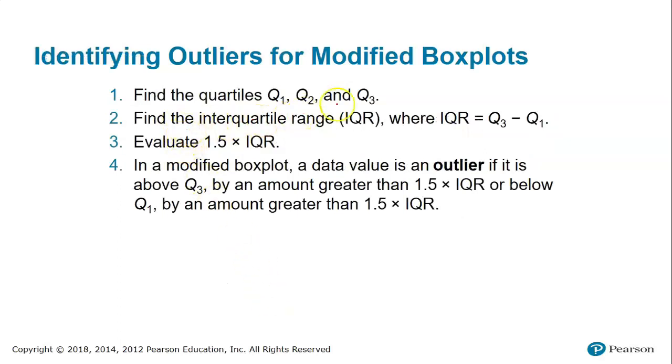Okay, so in order to do what's called a modified box plot, you actually have to identify what your outliers are. And this is where the interquartile range comes in, or your IQR. So we want to figure out what the IQR is for this. Once you have your IQR, you multiply it by 1.5 and then either add that to the third quartile or subtract it from the first quartile, and anything outside of that will become an outlier.